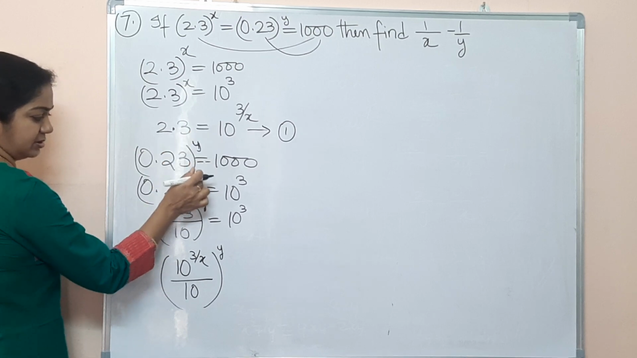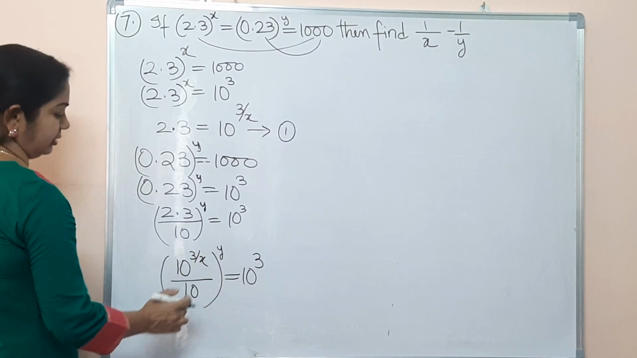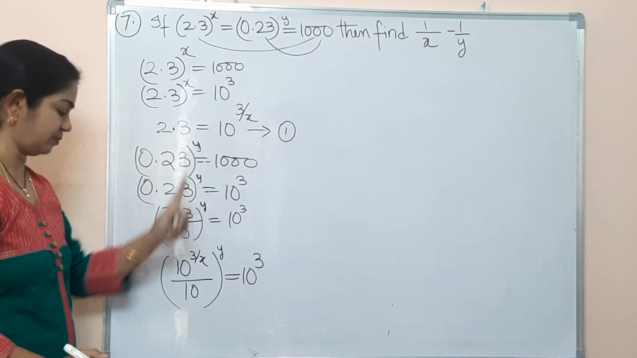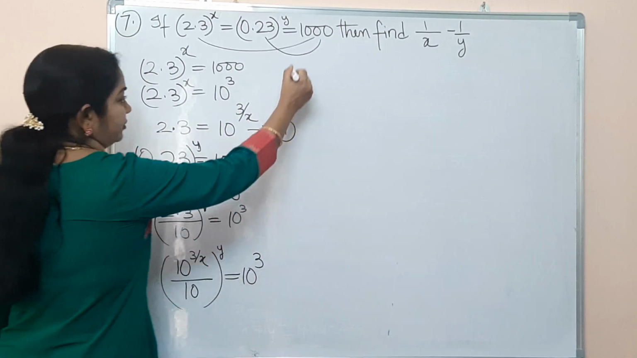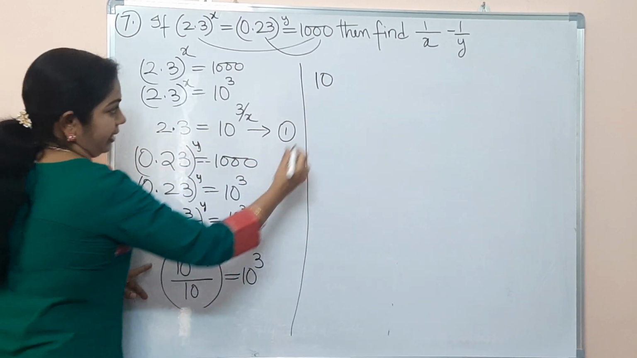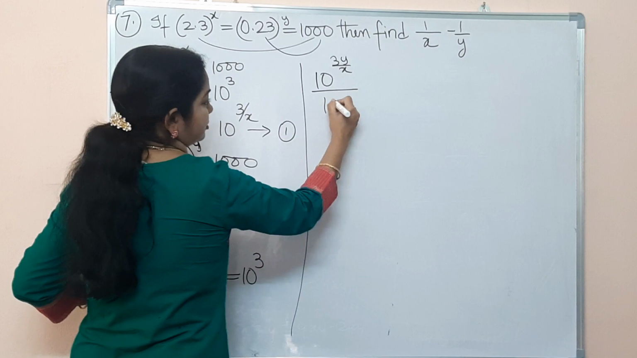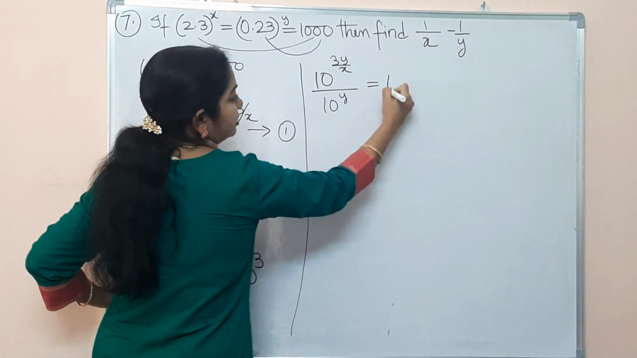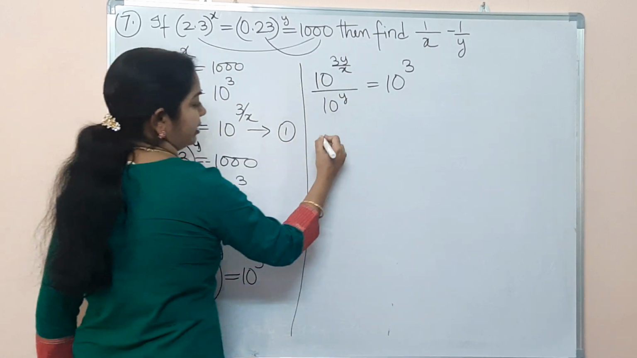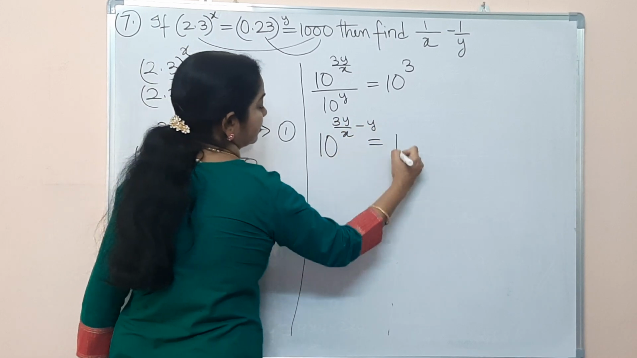This y is there, children. See here. 10 cube. Now we'll see here. Here just 10 is there. In place of 2.3 I have kept 10 raised to the power of 3 by x. Now here if you write 10 raised to 3y by x, by again 10 to the power of y, and this comes to 10 cube. Here we will apply the exponents because division is there. So the exponents becomes difference, minus y, equal to 10 cube.